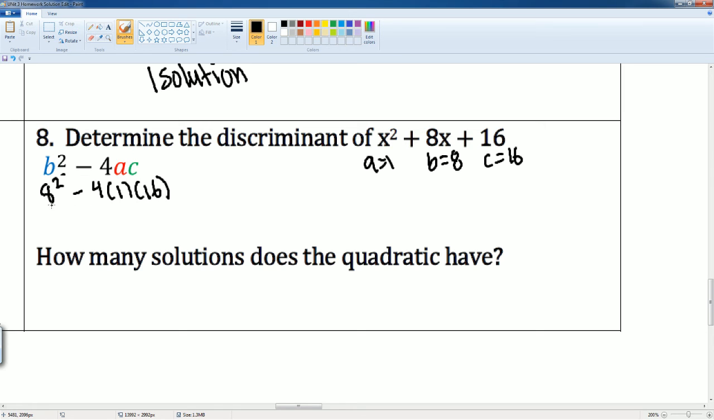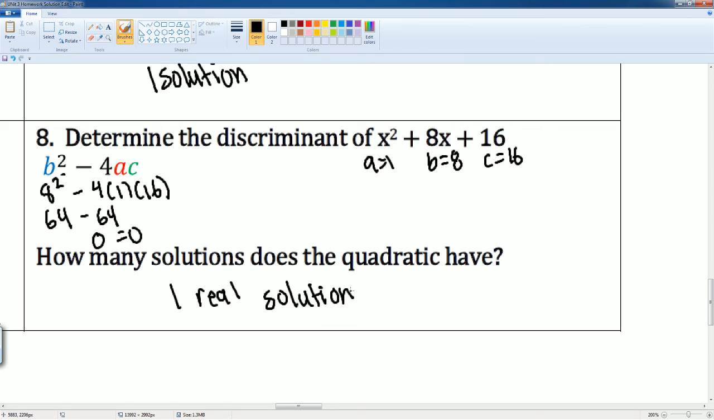Oh, this looks like 8 squared is 64 minus, oh wow, that's already a large number. Let's see, what is that? 4 times 1 times 16. Oh wow, this is 64. So 64 minus 64 equals 0. There should be one real solution.